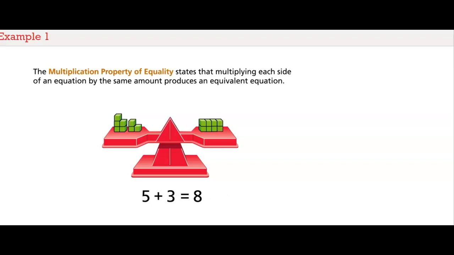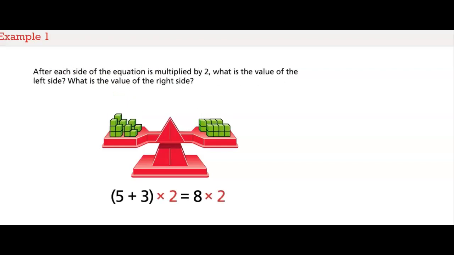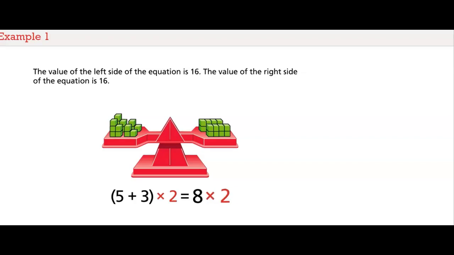The multiplication property of equality states that multiplying each side of an equation by the same amount produces an equivalent equation. After each side of the equation is multiplied by 2, what is the value of the left side? What is the value of the right side? The value of the left side of the equation is 16. The value of the right side of the equation is 16.